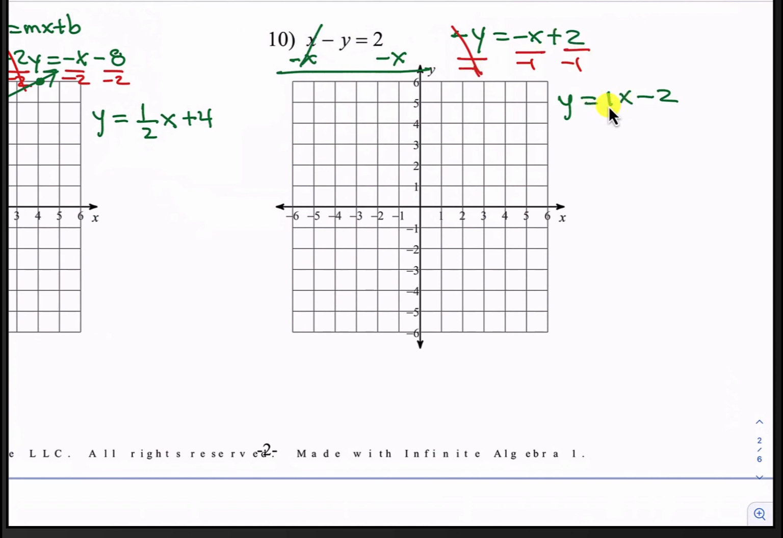This positive 1 is actually our slope. That's what would be 1 over 1. Our y-intercept is negative 2, which starts here on the y-axis. Our slope is positive 1 over 1, so starting at negative 2, go up 1 and to the right 1. Let's do that again. Go up 1 and to the right 1. Alright, and connect.